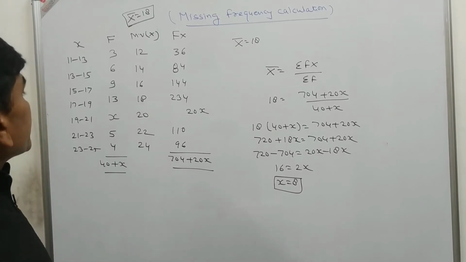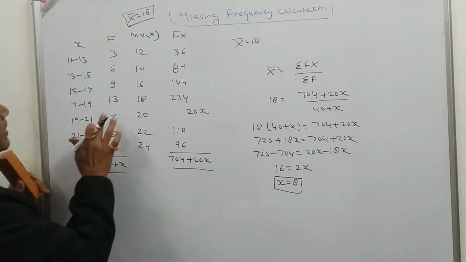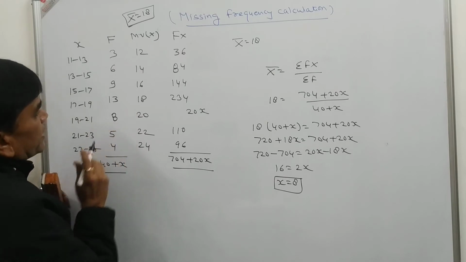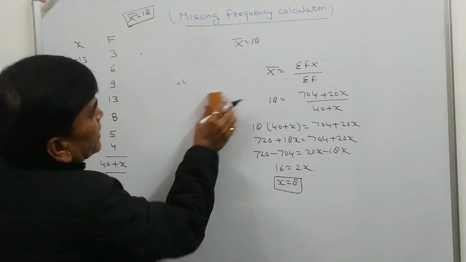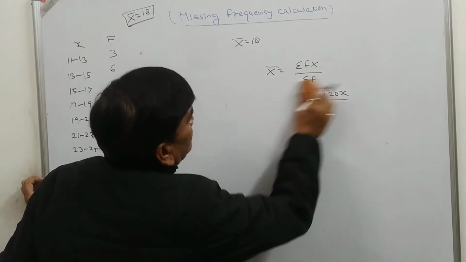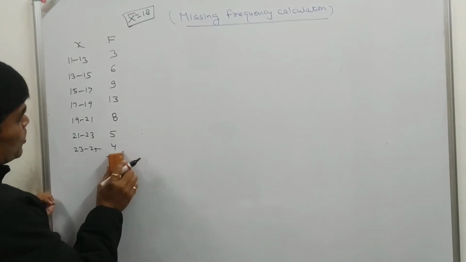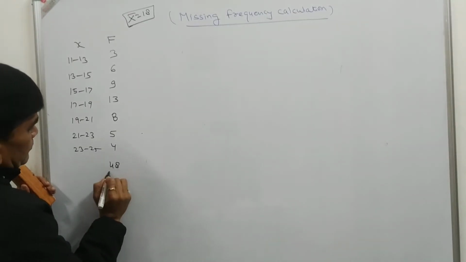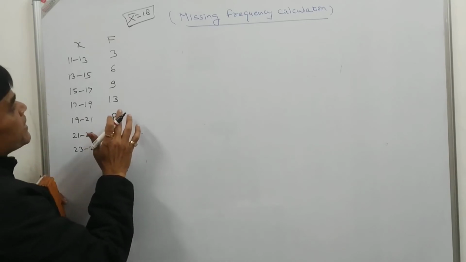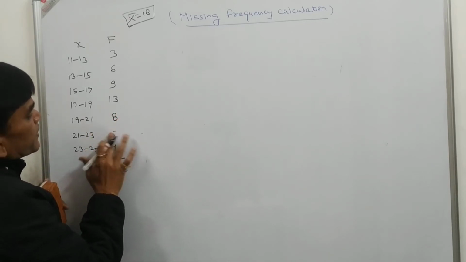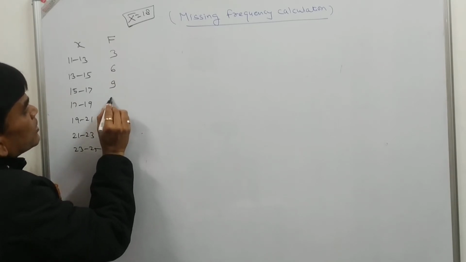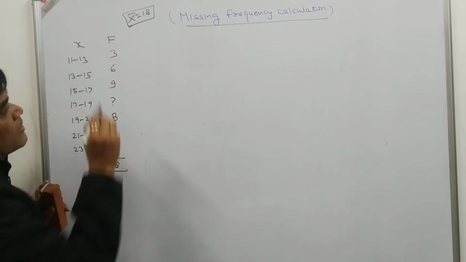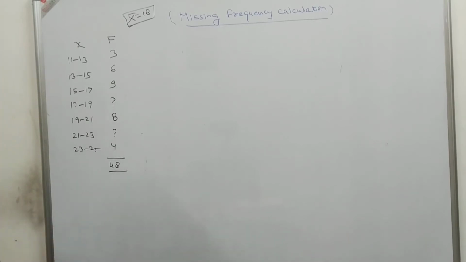Suppose there are two missing frequencies over there. Suppose this is 8, which we have already calculated. Now we are making two missing frequencies in the same question. So the total is 48. Suppose this missing frequency and this missing frequency are both missing over there. The value of x bar is given as 18.